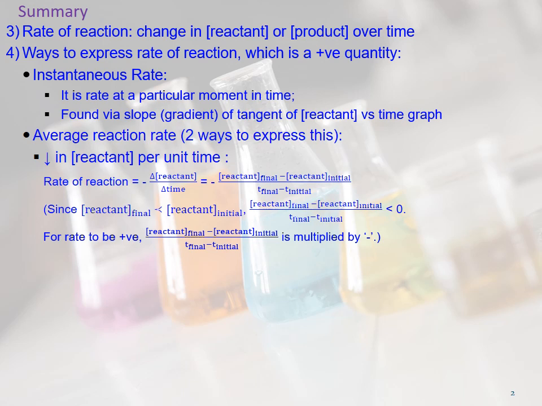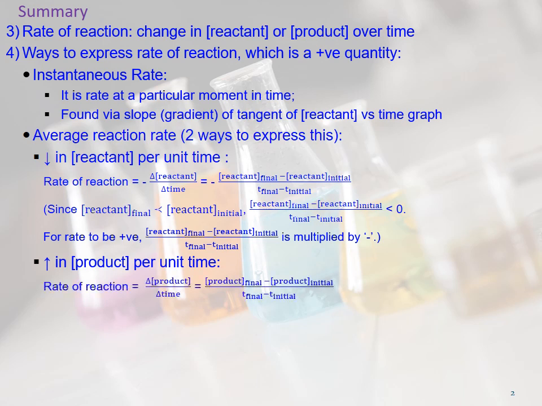Since final reactant concentration is less than initial reactant concentration, final reactant concentration minus initial reactant concentration divided by final time minus initial time is less than zero. For rate to be positive, this fraction has to be multiplied by minus. Increase in product concentration per unit time. The rate of reaction is equal to change in product concentration over change in time, which is equal to final product concentration minus initial product concentration divided by final time minus initial time.